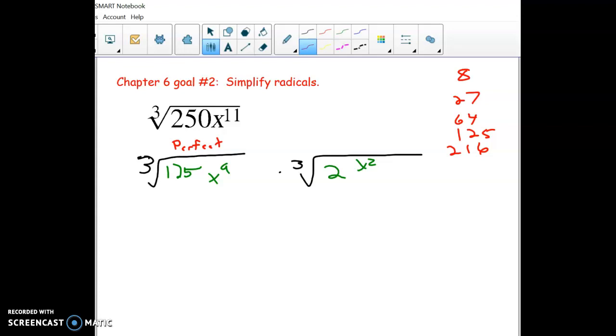Okay, and so then if we just clean all that up, the perfect part will clean up. So the cube root of 125 is 5, and then divide the 9 by the 3, we get x cubed up front. And then in the back, it doesn't clean up, so I'm just going to leave it, my garbage pile, as 2x squared. Sorry for the poor handwriting, I just cannot get my little drawing pad to work here.